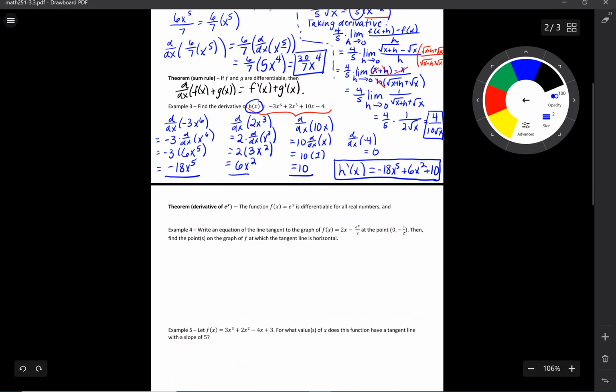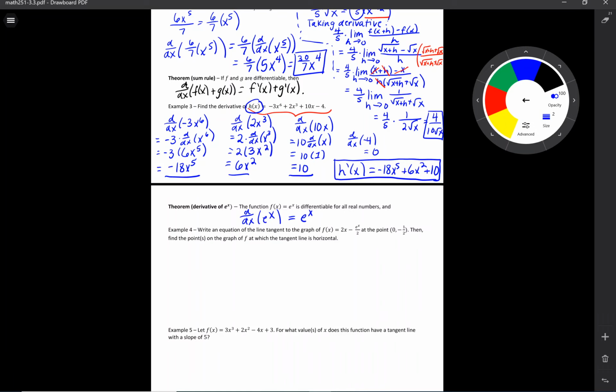Next, we are going to learn the derivative of e to the power of x. Now, this is probably going to be your favorite derivative because, check it out. The function f of x is equal to e to the x is differentiable for all real numbers, and guess what the derivative is? The derivative of e to the x is e to the x. Yes, this function is its own derivative.